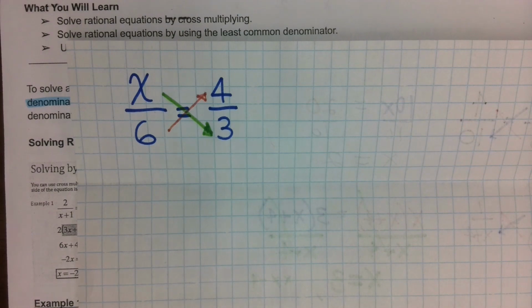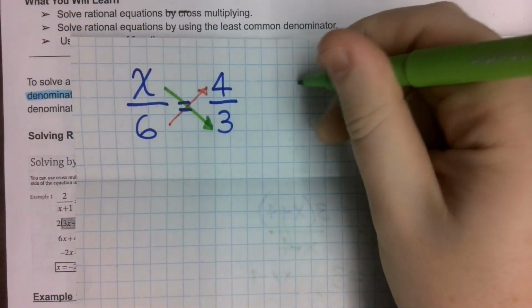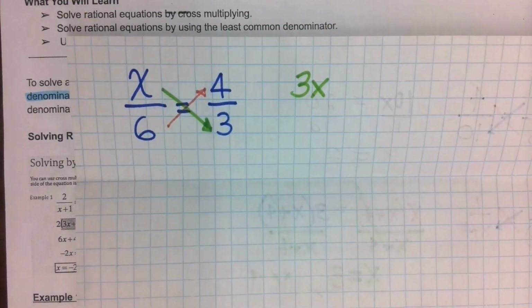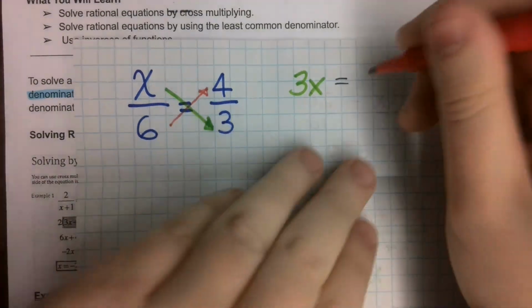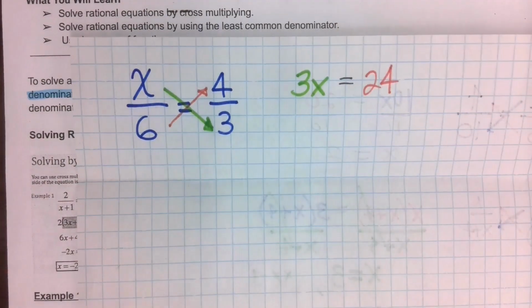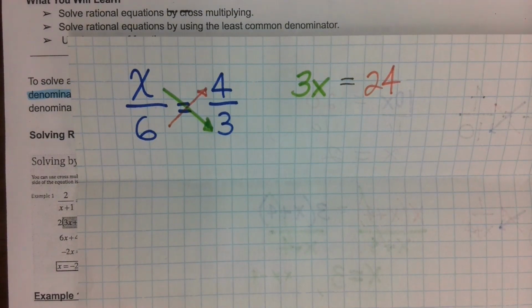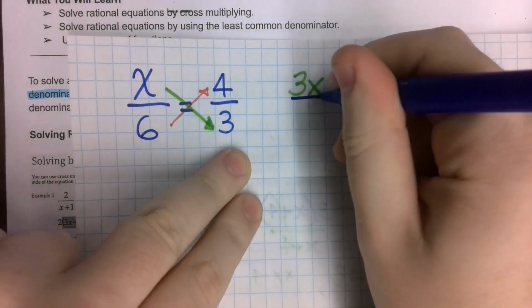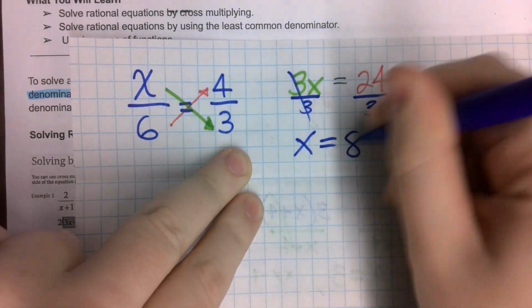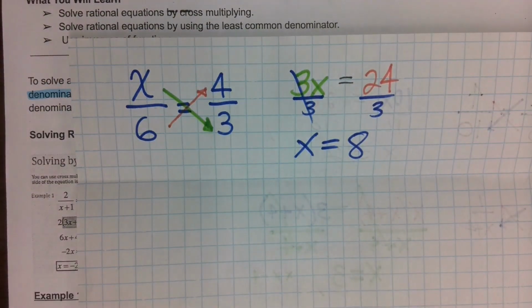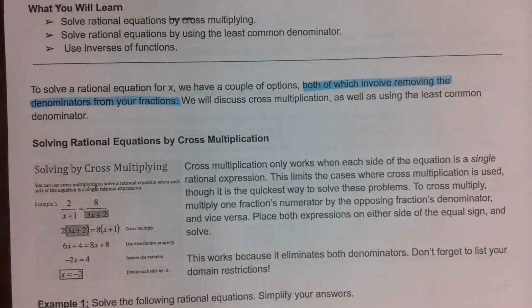What this will end up giving us is two sides of an equal sign, two sides of an equation. X times 3 is just 3x, and 6 times 4 is 24. And we know that if 3x equals 24, we can divide both sides by 3 to get what x is. X should be 8. The principle is the same, even with more complicated rational equations.